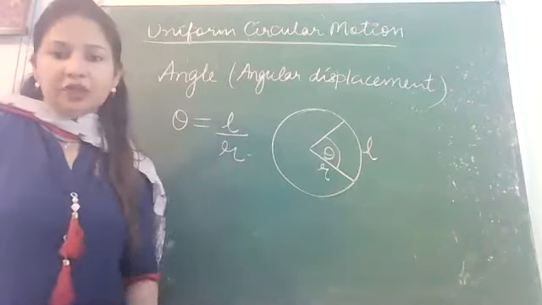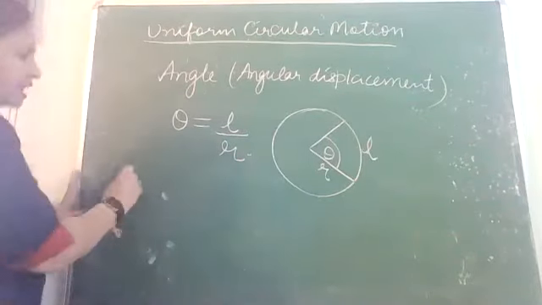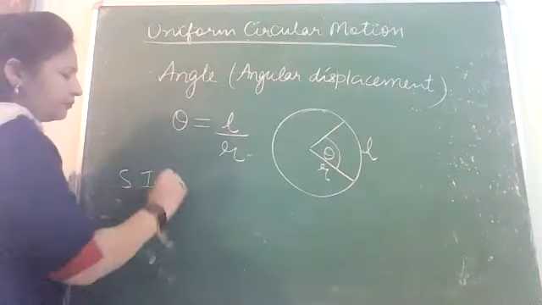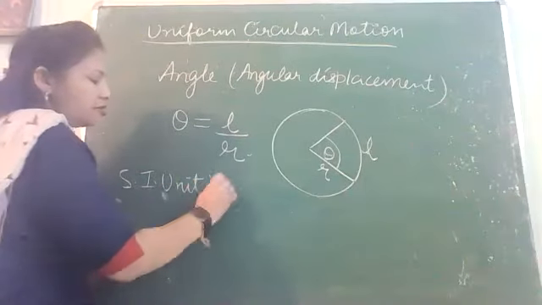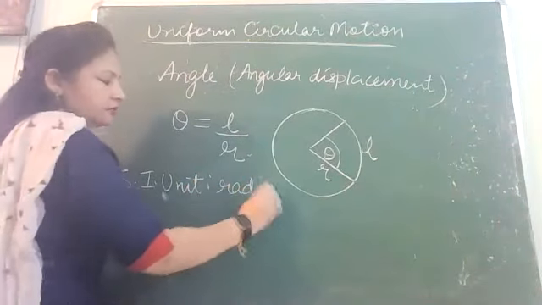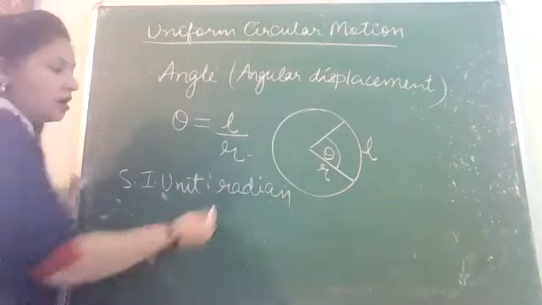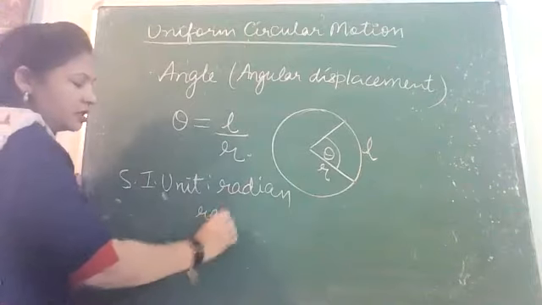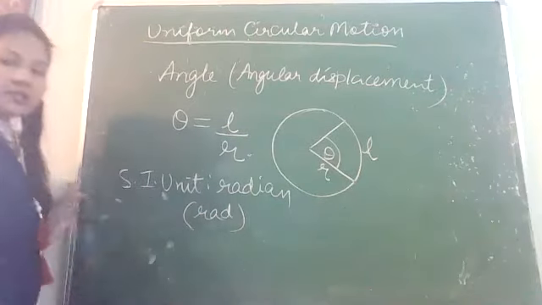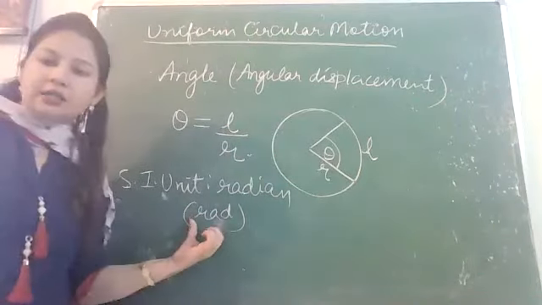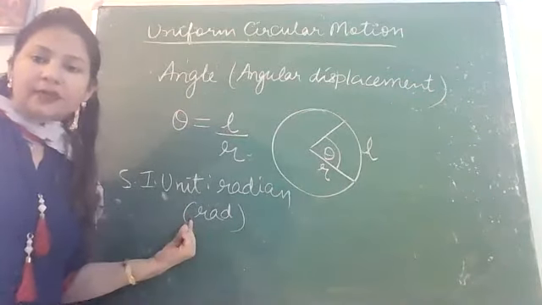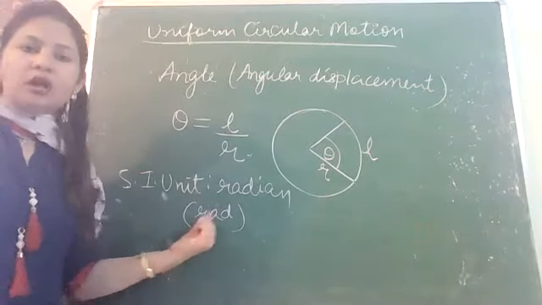ये होगी उसकी definition. SI unit of angle. SI unit of angle is radian. डिग्री नहीं है. Usually आप एंगल को डिग्री में एक्सप्रेस करते हो, but its standard unit is not degree, it is radian, and this is the symbol. We write rad, but small r. It is not named after a scientist, so small r you will use here.